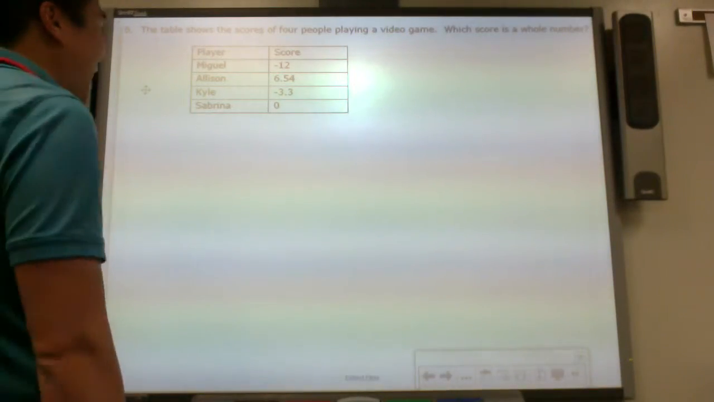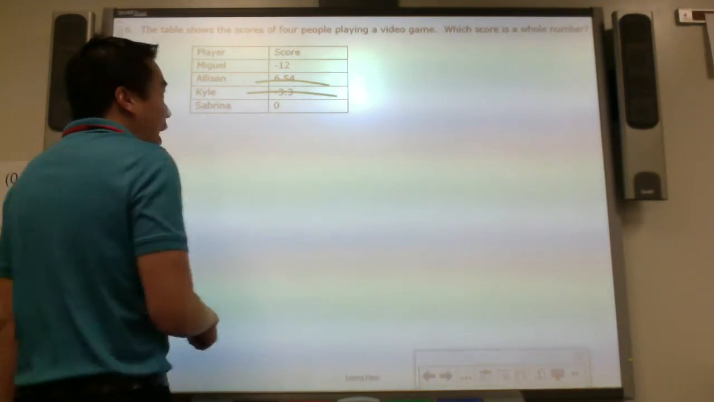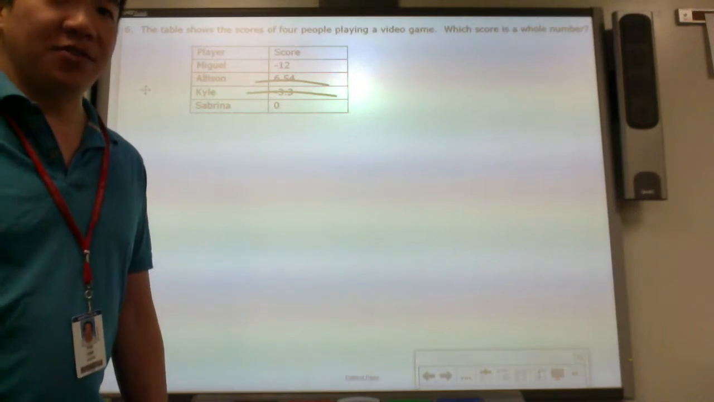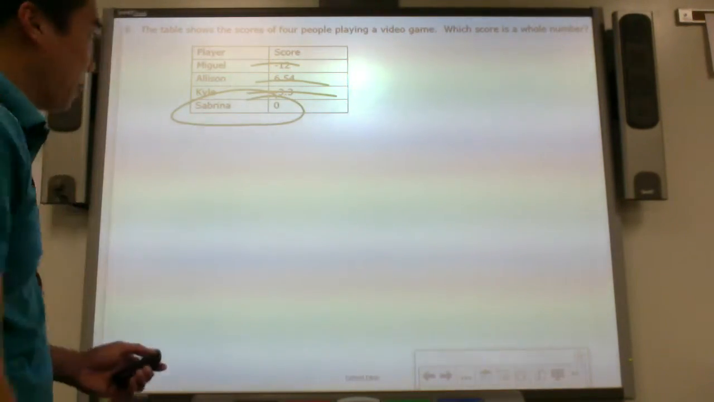Which score is a whole number? Well, this is a decimal, crossed out. A whole number is positive: 0, 1, 2, 3, 4, 5, 6. So it can't be Miguel. Sabrina is a whole number.